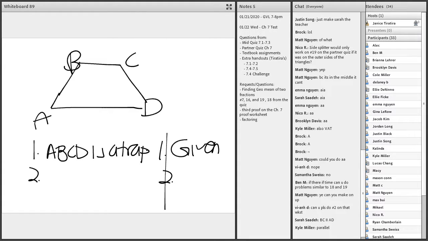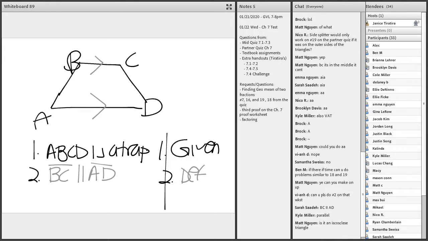Parallel. Yes, parallel sides. Exactly. That's the definition of a trapezoid. So we can say BC and AD are parallel. Perfect. And you write "definition of" as the reason. I don't know if it's isosceles because I never mentioned it. I know it looks like it. Sorry, Matt. But we don't know for sure. I never said it was isosceles.